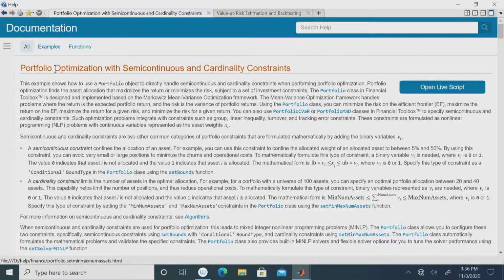So, the first topic that we will do is on portfolio optimization with semi-continuous and cardinality constraints. Here we will look at an illustrative example in order to handle the constraints that can be imposed on a portfolio optimization problem formulation. The two constraints that we are going to look at are a constraint on the weights and a constraint on the number of assets that are being included in the portfolio.